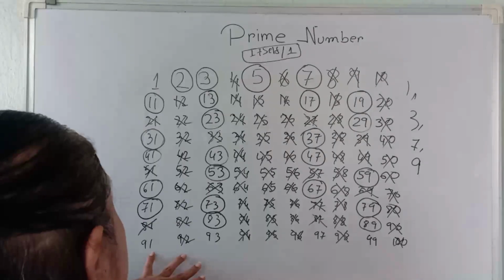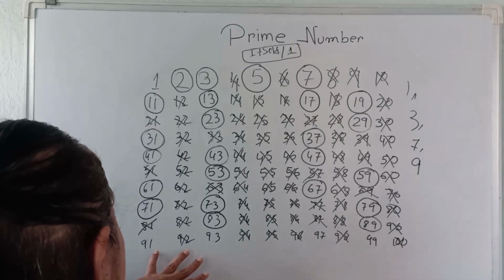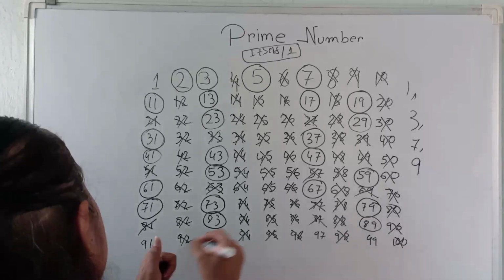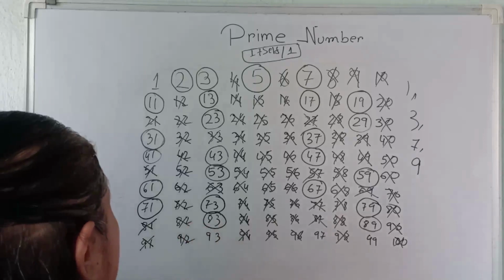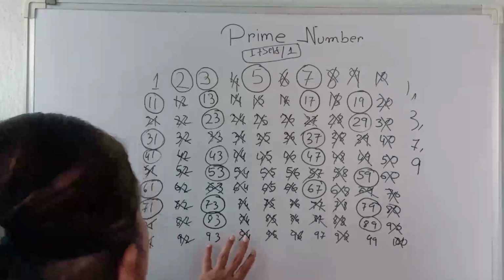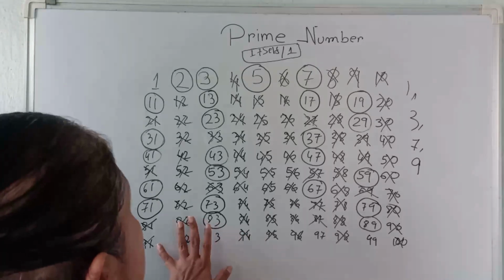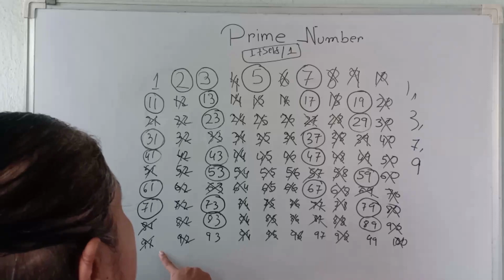Now let's check 91 to 100. So 91 is easily divided by other numbers, so 91 is not a prime number. 91 is completely divisible by 7, so 91 is not a prime number.